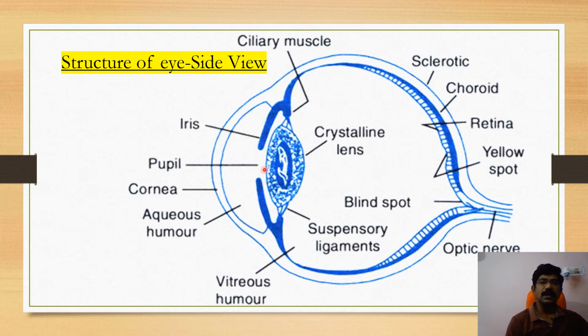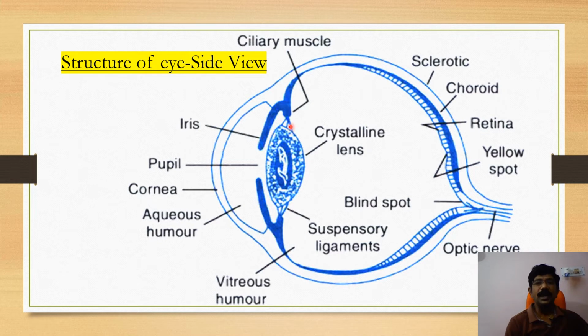Next, there is a small hole in the middle of the iris. This is known as pupil. Pupil acts as the gate to allow the light. The amount of light which passes through the pupil is controlled by this iris. Iris serves as the gate or the opening to allow the light, and the amount of light to be allowed through the pupil is controlled by iris.